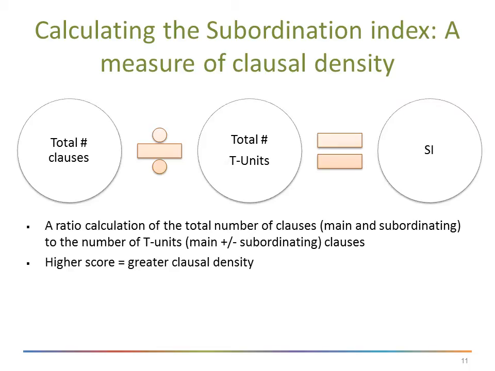So to calculate the subordination index, which is a measure of clausal density, we count the number of clauses in the entire sample and divide it by the total number of T units in the sample to give us the SI. The higher the score, the greater the clausal density. Keeping in mind that a T unit is a main clause plus or minus any subordinating clauses attached to it, we can never have more T units than clauses, but we might have the same number, for example.